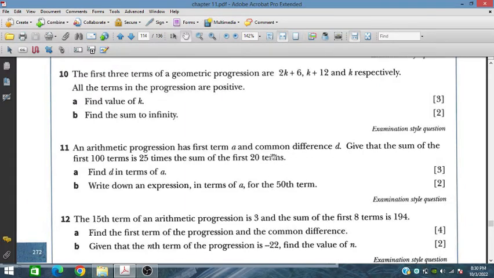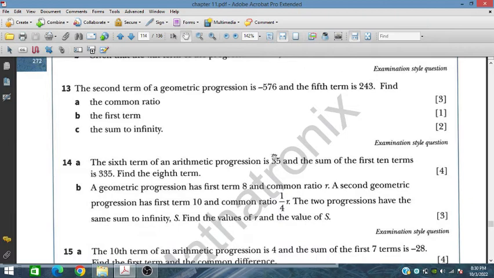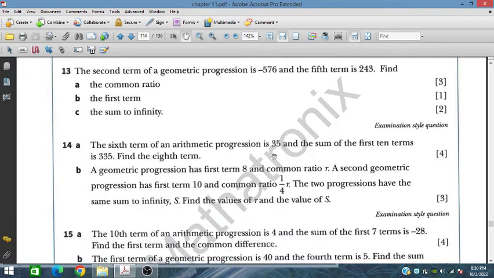Let's solve problem number 13. The second term of a geometric progression is ar, that is, ar is equal to minus 576, and the fifth term is 243. Fifth term means ar to the power 4 is equal to 243. Find the common ratio and find the first term and the sum to infinity. So we have to find all these three.